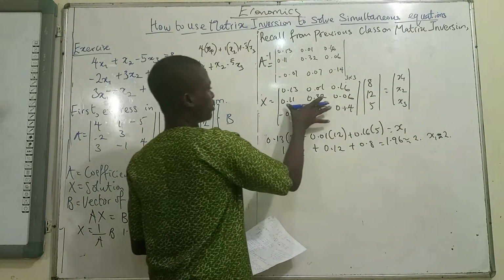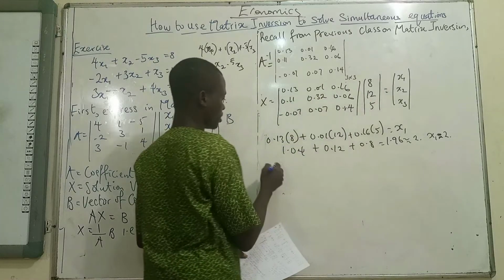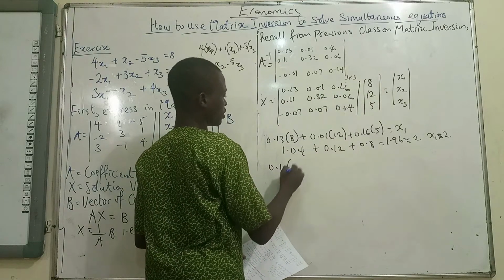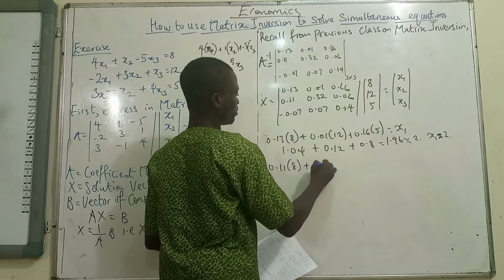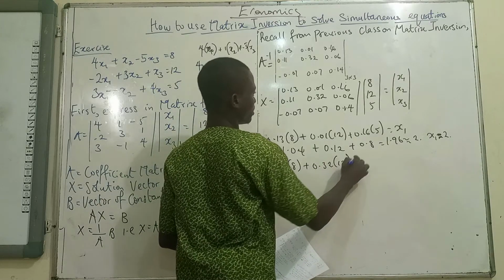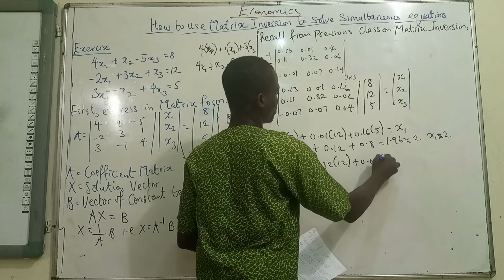So the next is we multiply this row by that column again. So you have 0.11 multiplied by 8 plus 0.32 multiplied by 12 plus 0.06 multiplied by 5.